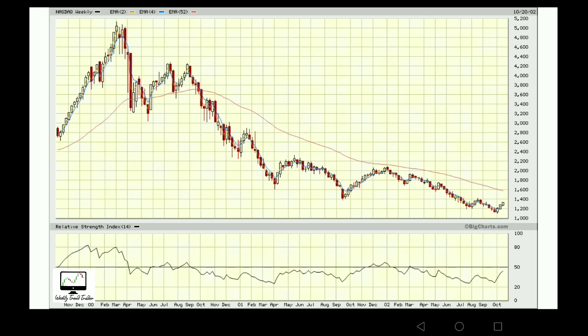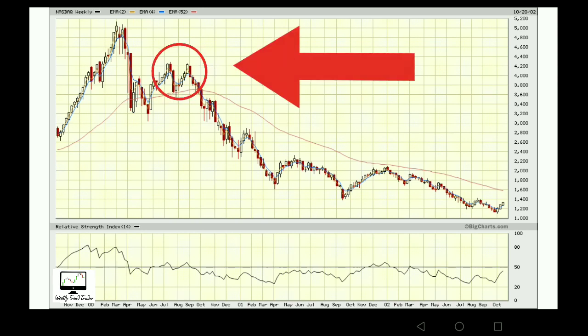Then the market drops back, but it's still above the 52-week moving average. Then look at the double top at 4,200. That double top is screaming. This market is about to sell off. Double top at 4,200, round number.